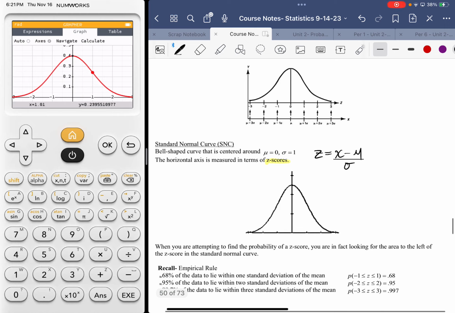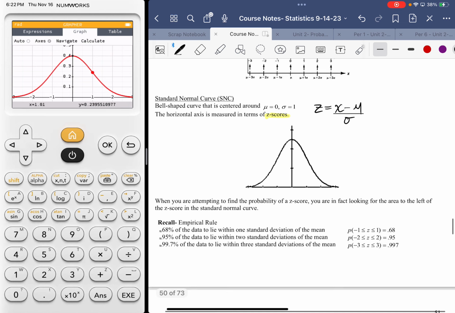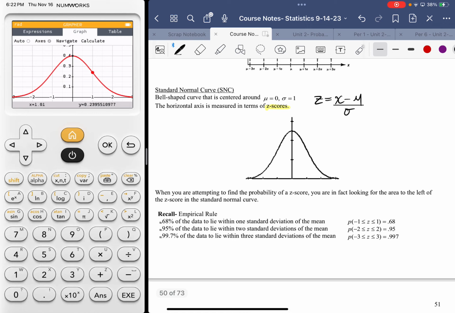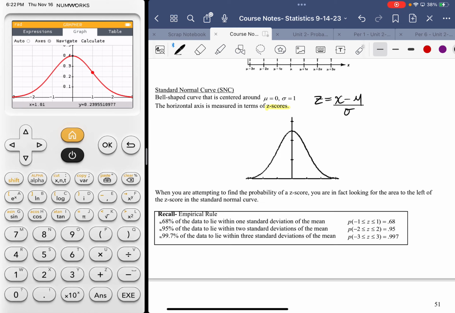All right. This goes back to really the first unit. I put the recall statement in there. Prior to that, I say when you're finding the probability of a z-score, you're looking for the area to the left of a z-score in the standard normal curve. That is kind of an oversimplification, and we'll get into the ins and outs of it, but below that I have the recall statement, and this meant a lot in the first unit.